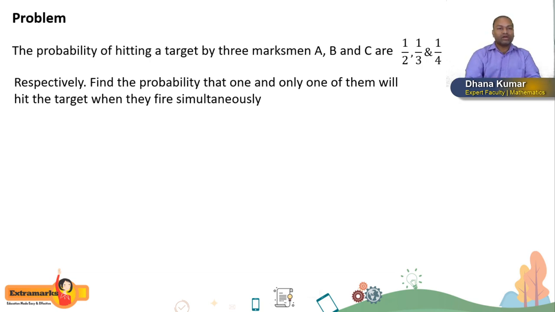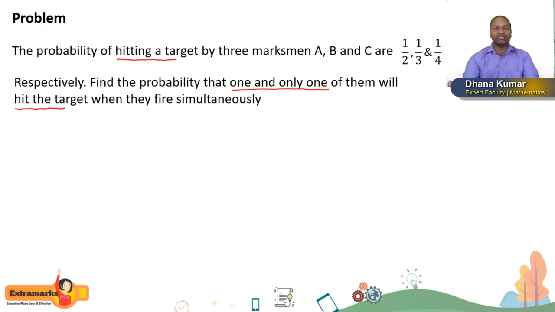See here, the probability of hitting a target by three marksmen A, B, C are 1 by 2, 1 by 3 and 1 by 4 respectively. Find the probability that one and only one of them will hit the target when they fire simultaneously. Question understood? Probability of hitting a target by A, B, C are given, right? Okay, now let us see here.